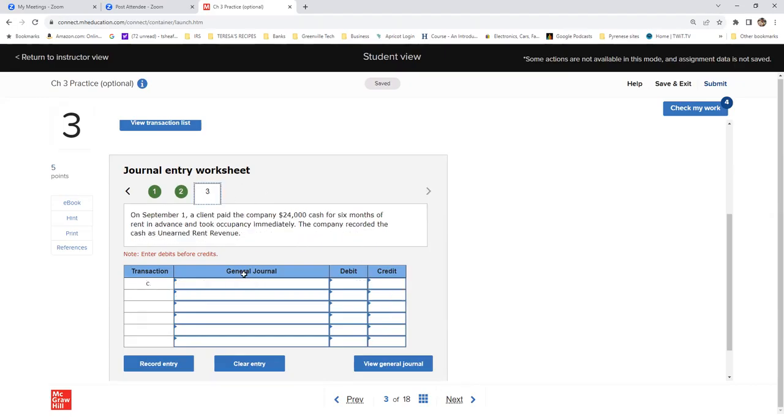Okay, number 3. Client paid the company $24,000 in cash for 6 months of rent in advance. So 24,000 divided by 6 is 4,000 a month, and took occupancy immediately. The company recorded the cash as unearned rent revenue.